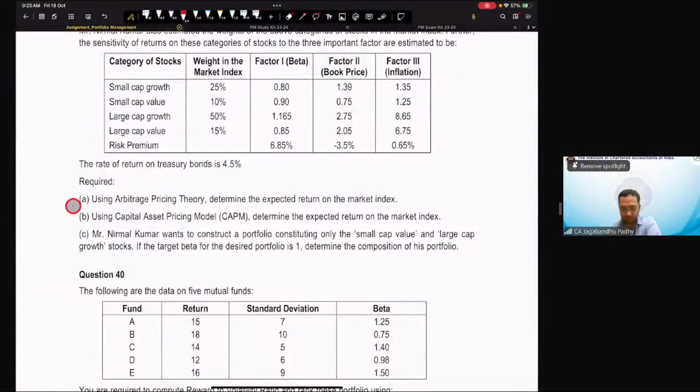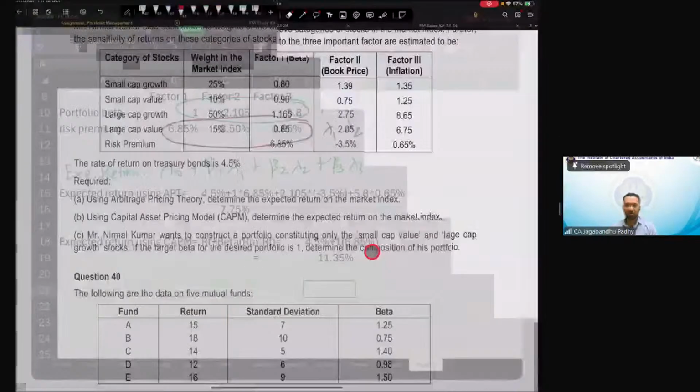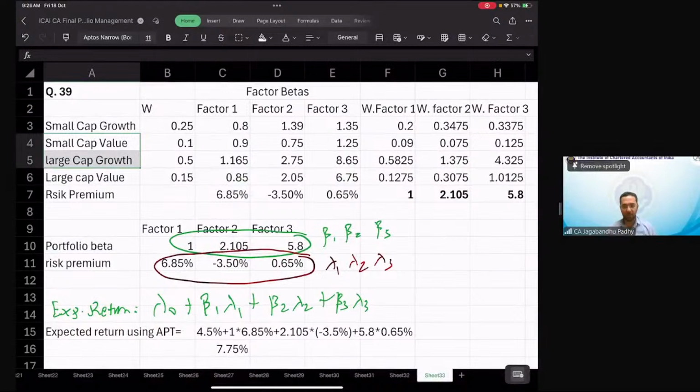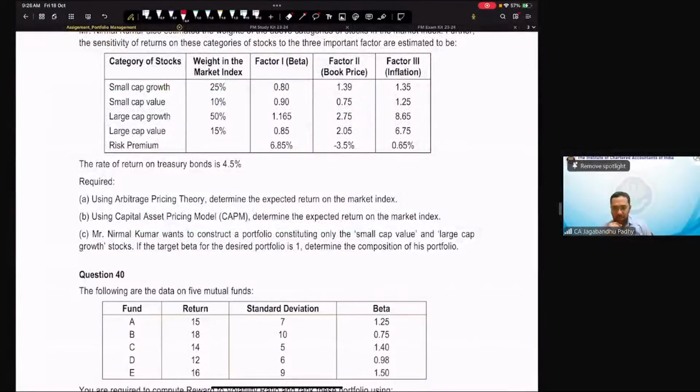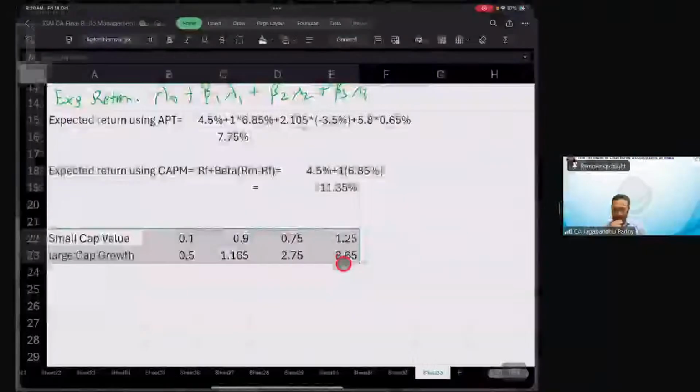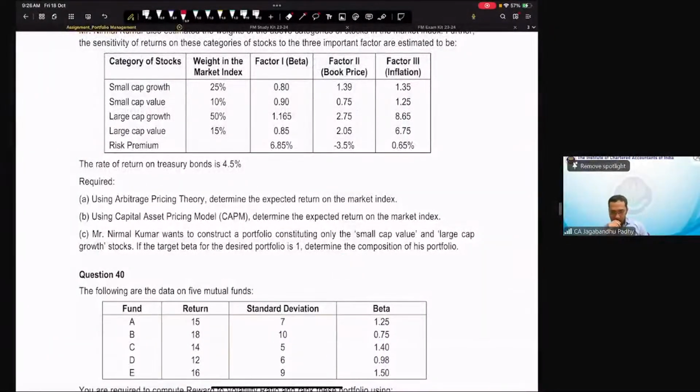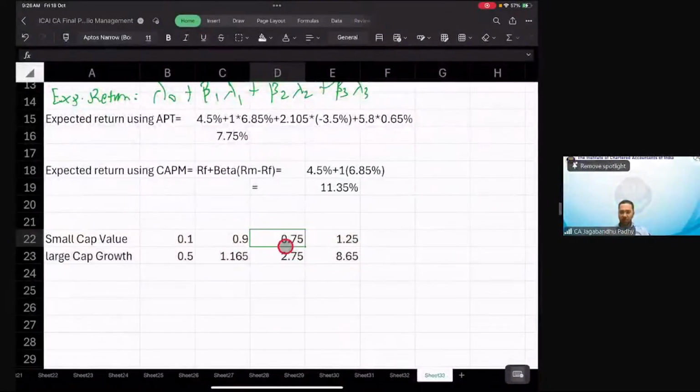Okay, then Nirmal Kumar wants to construct a portfolio constituting only the small cap value and large cap growth. So this is what we want. If the target beta for the desired portfolio is 1, determine the composition of his portfolio. So what beta are we looking at? Of course, the first beta only. The second beta, it doesn't matter.